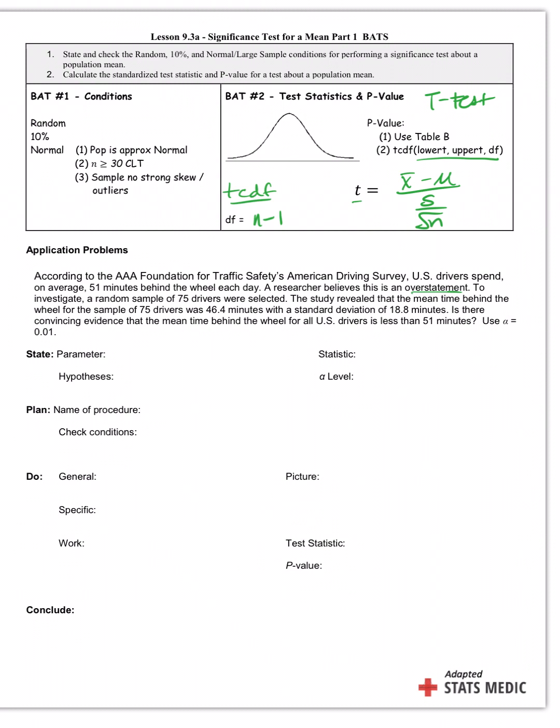All right, let's see. Now it says use alpha 0.01. This is different, isn't it? A little bit more strict guideline here. So the parameter, what is it? The mean time behind the wheel for U.S. drivers.